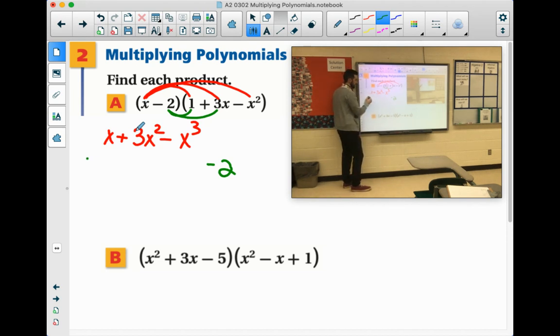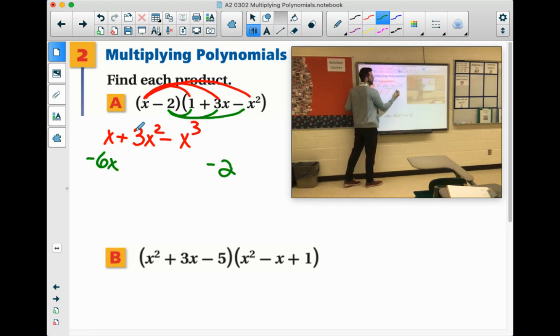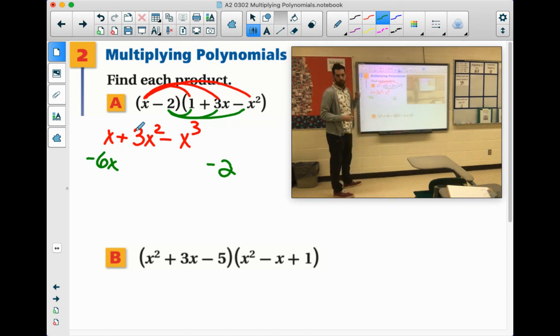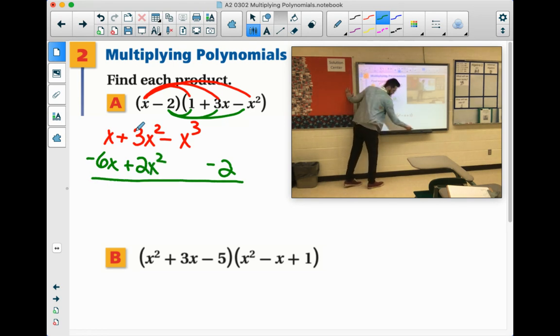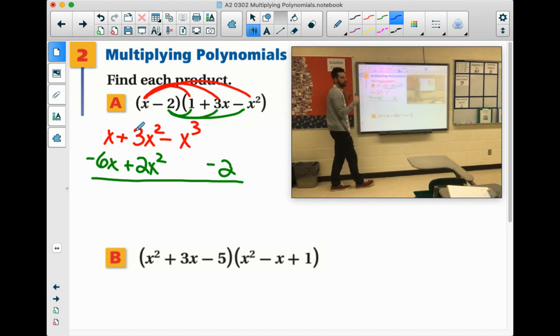So we have -6x. And then we have -2 times -x squared becomes +2x squared. So I'm going to put that with my other x squareds. So this is nice because then they're all stacked correctly.